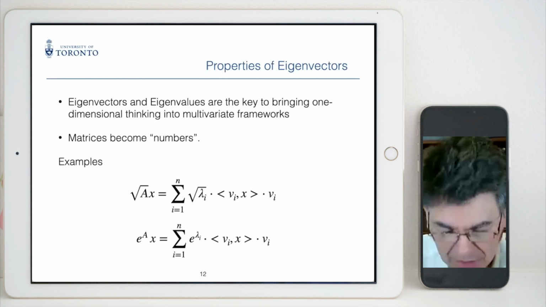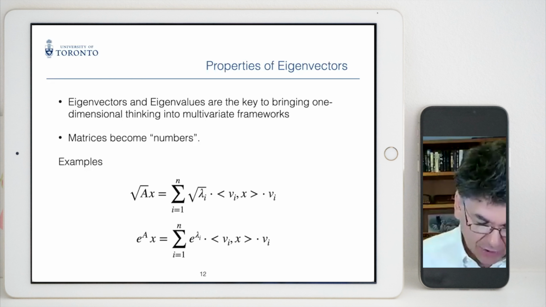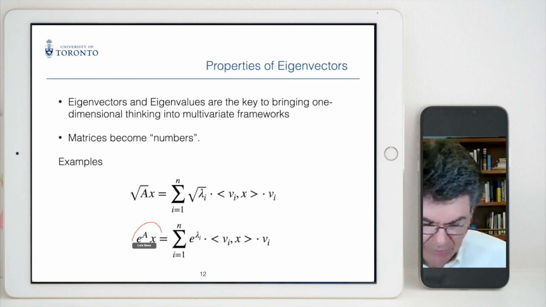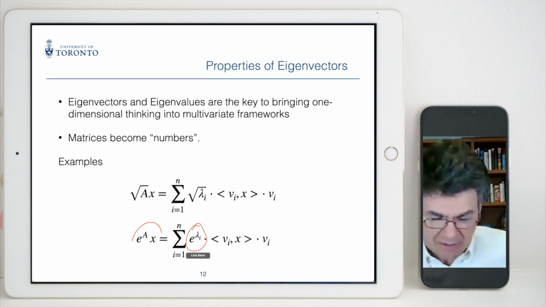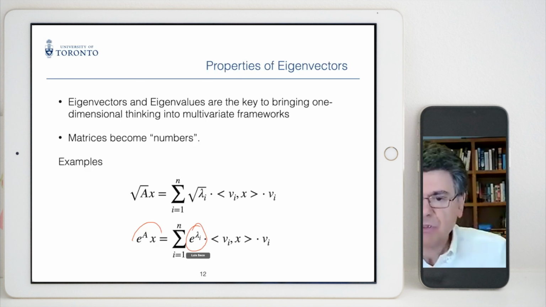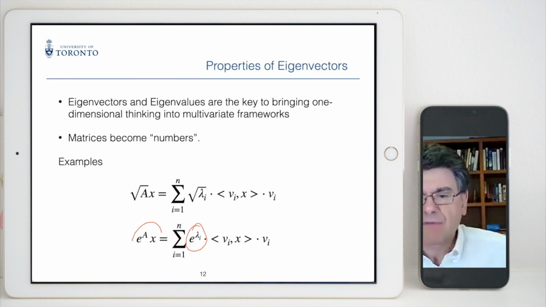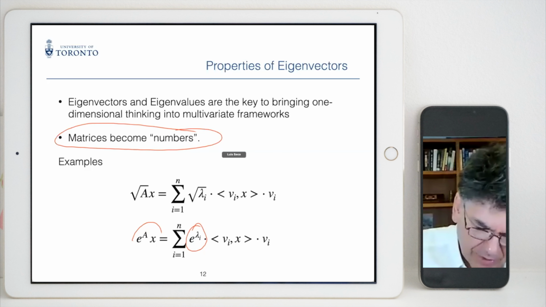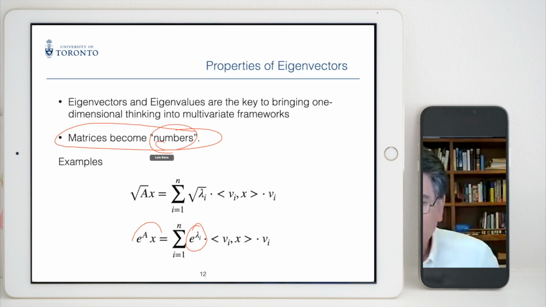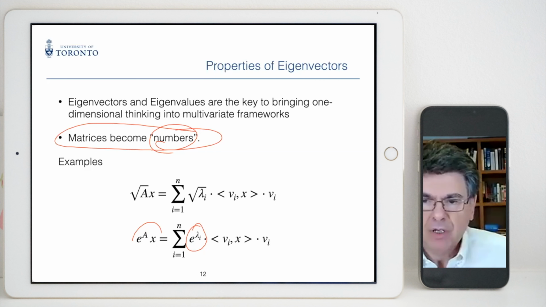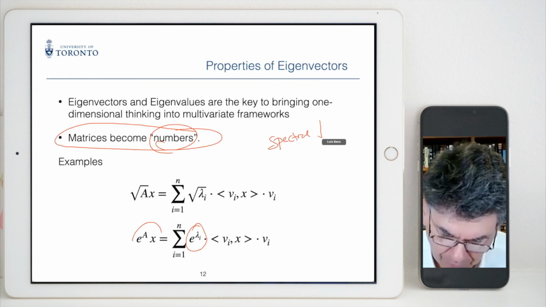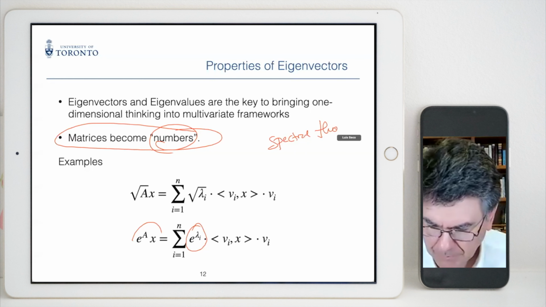Okay. Another thing you can do, you can take exponentials of matrices. And the exponential of a matrix is another matrix where the eigenvectors are the same and the eigenvalues are the exponential of the previous eigenvalues. So this is how matrices become numbers. It's a very powerful concept. And all of this has a name, it's called spectral theory, which is something very important.